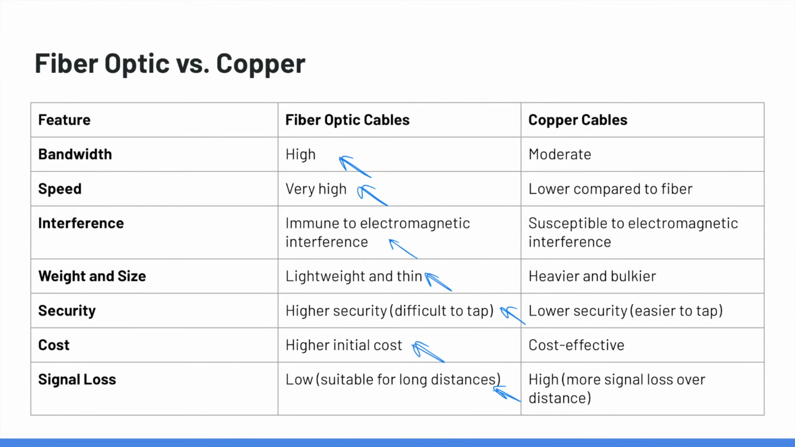So really, the main distinction between both of those, if you're trying to decide whether to install fiber optic or copper cables, is probably going to be things like security, cost, the amount of speed or bandwidth you need, and the distance over which you would be transmitting your data.